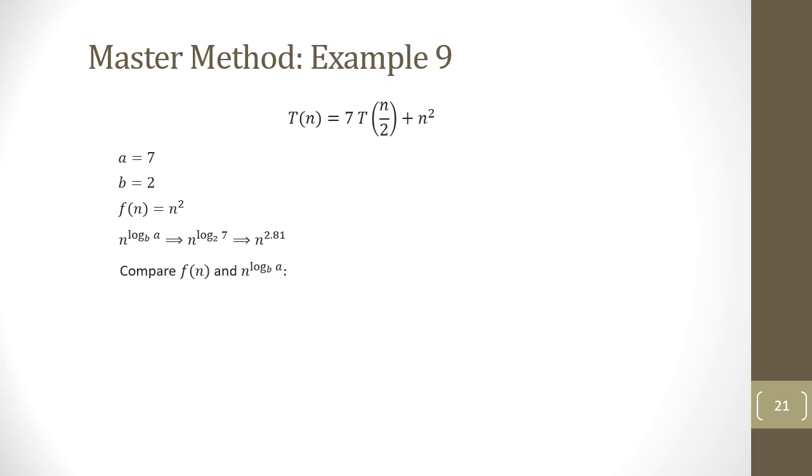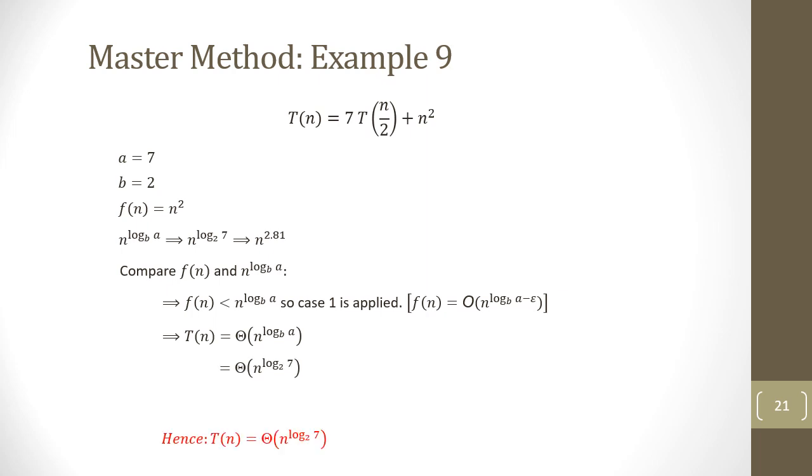If we compare f of n with n to the power of log base b of a, it turns out that n to the power of log base b of a is asymptotically growing faster than f of n. Hence, case 1 will be applied. So T of n will be theta of n to the power of log base b of a. So the solution to this recurrence will be theta of n to the power of log base 2 of 7, or n to the power of 2.81.